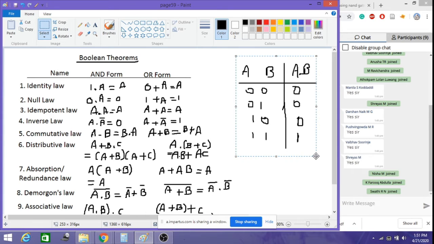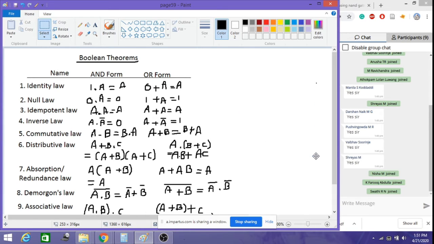We have seen the truth table for each of these. Now we are going to apply these in terms of the Boolean theorems. The first theorem we will talk about is the identity law. Identity law in the case of the AND form, meaning the product form, says that 1 into A is equal to A.